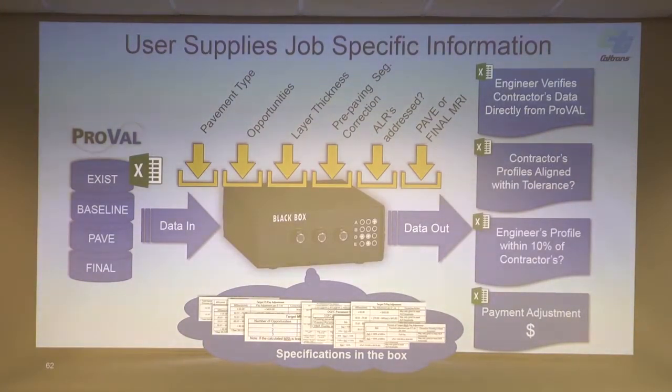So when you check it, it's going to go find that final MRI value, and it's going to make sure that we don't pay for grinding into correction. If the contractor had a deduction and you check that box and they ground into correction, the contractor's not going to get an incentive. He'll just get 0 adjustment. So the engineer's going to verify the contractor's data came directly from ProVal. The spreadsheet does that.